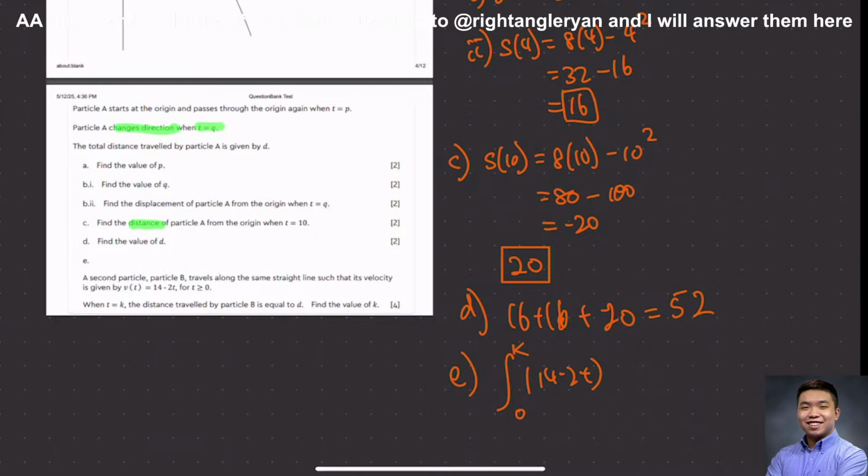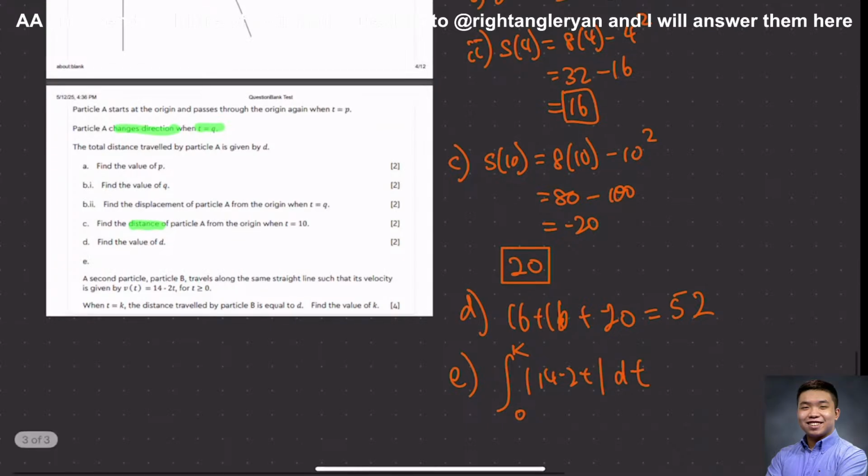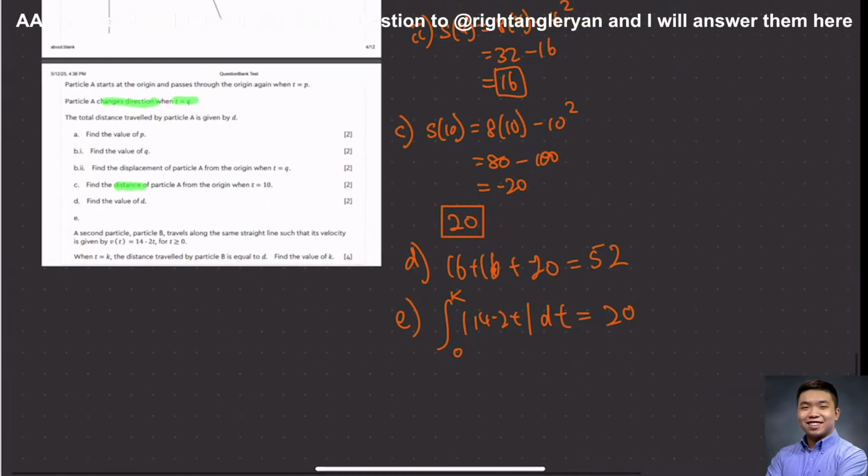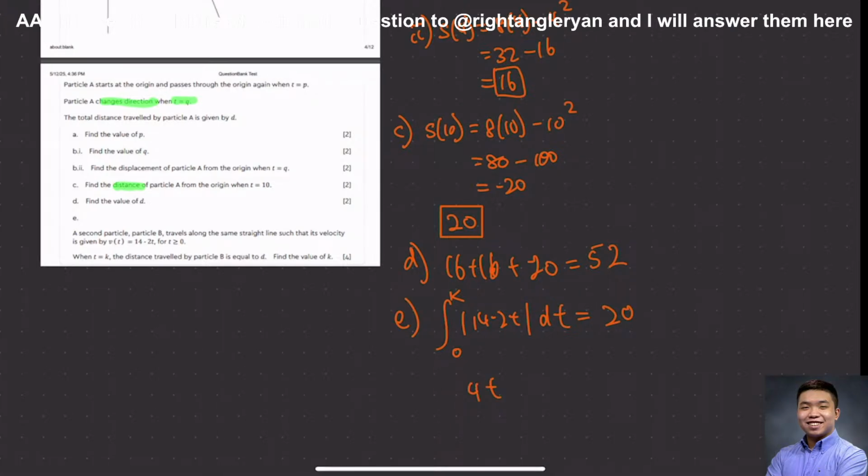Okay, so we have 0 to k, dt, and we know that this distance traveled must be equal to d, and since d is 20, I know this is equal to 20, right? So how do I do this integration? Well, we have to do 4t minus 2t squared over 2, from 0 to k. Now this is the tricky part, make sure you double check.